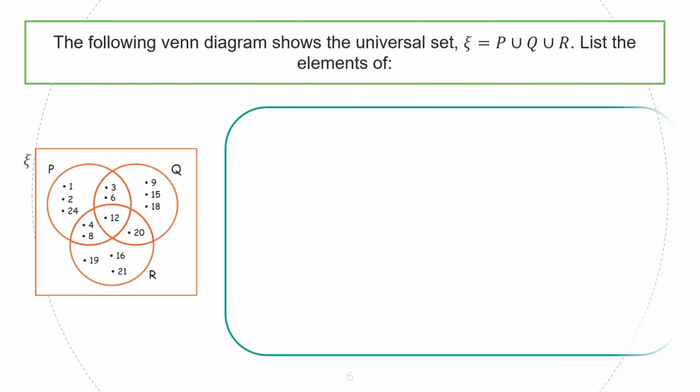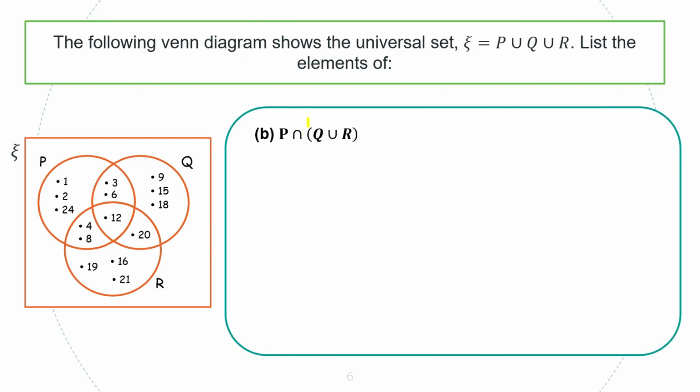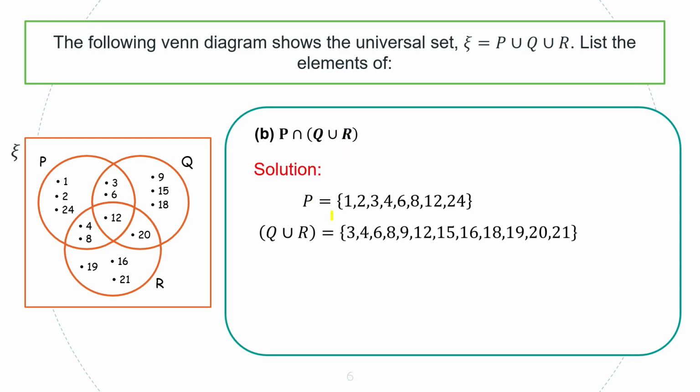Okay, next. The same question but different problem. Okay, P intersect with bracket Q union R. Okay, just now I said we must solve for the bracket first. Okay, solve for this first. So for the solution, okay, the element of P is in this circle, which is 1, 2, 3, 4, 6, 8, 12 and 24. And then the element of Q union R is 3, 4, 6, 8, 9, 12, 15, 16, 18, 19, 20 and 21.